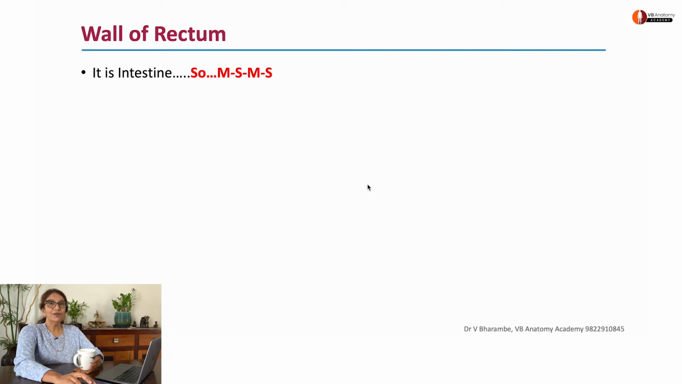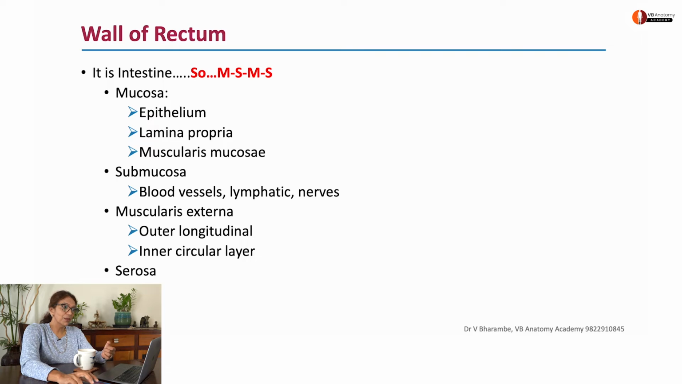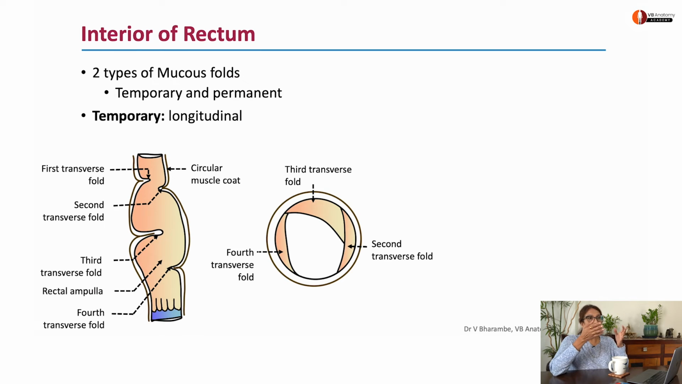So the wall of the rectum, what is it made up of? It's a gut tube. It's made of the same 4 layers: mucosa, submucosa, muscularis externa, serosa, MS. Okay. So let's talk about the mucosa first. The rectum shows mucosal folds. Okay. These folds are temporary and permanent. Temporary are longitudinal folds which will be lost in the presence of fecal matter.